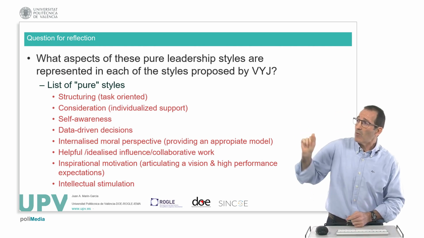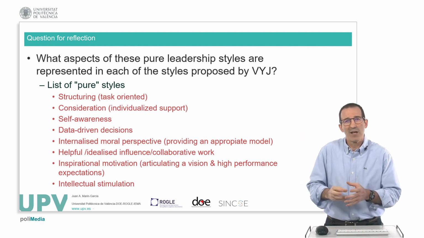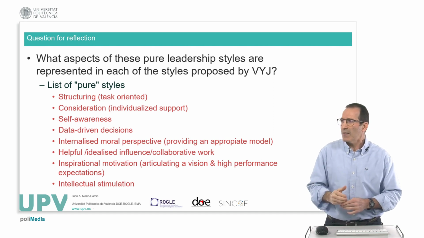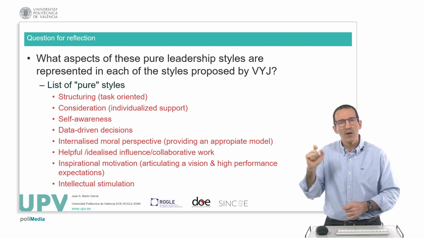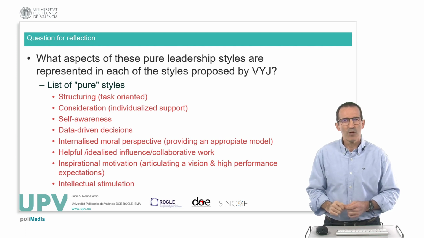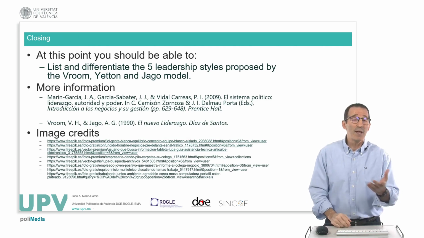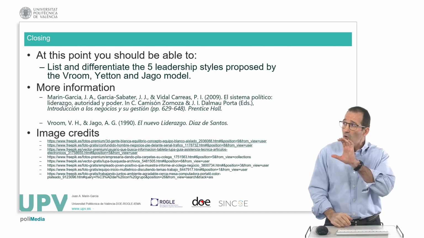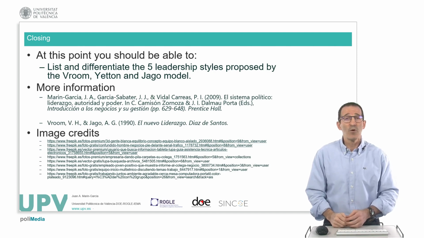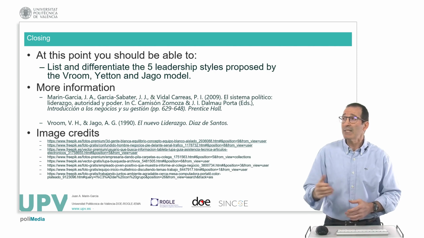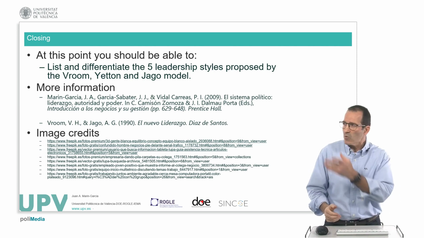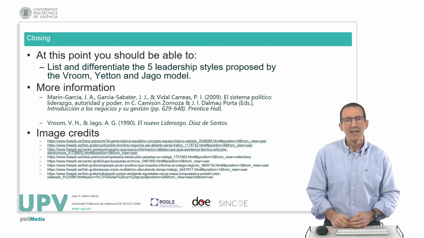I also give you the English names of some of them, because that's the name that has been coined in leadership theories, in case that helps you to locate some relevant information. I think at this point you are able to list and differentiate the 5 leadership styles proposed by Vroom, Yetton and Jago's model. And if you want more information about it, I give you 2 references that you can consult if you are interested.